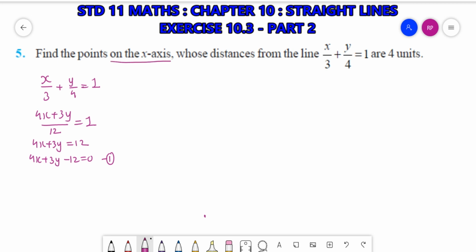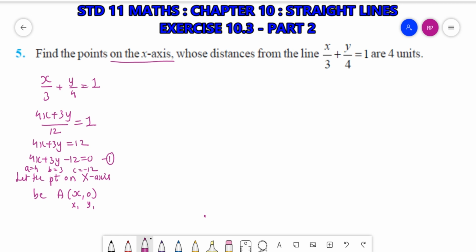Now see, the point is on x-axis. So let the point on x-axis be (x, 0). As written, for the x-axis the y component will be 0. So this will be x1, this will be y1. If I take the equation and compare it with ax + by + c = 0, a is equal to 4, b is equal to 3, and c is equal to -12.